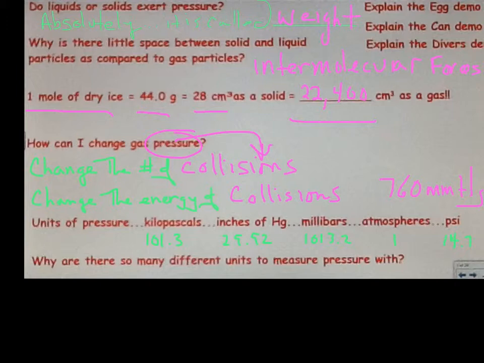So, why are there so many different units to measure pressure with? Well, I am going to give you this advice. Google it. See what you find out.